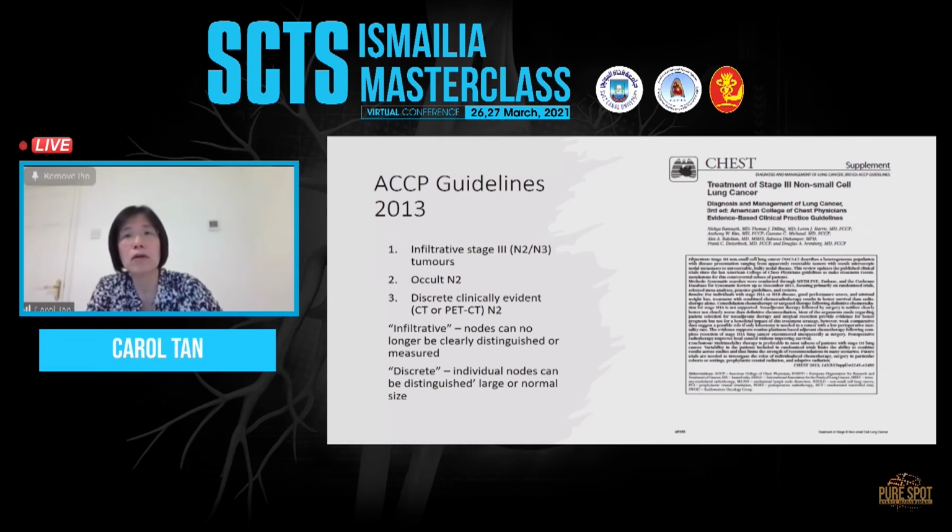This is the American College of Chest Physicians Guidelines, published in 2013. They also looked at N2 disease, and they defined 3 different subgroups: the infiltrative stage 3, so N2 or N3 tumors; the occult N2, which we talked about, so the ones that you find intraoperatively; and the ones that are discrete and clinically evident on PET and CT scan. So infiltrative, what they say is that nodes can no longer be clearly distinguished or measured. If you've got discrete, then the individual nodes can be distinguished. They could be large or they could be normal size.